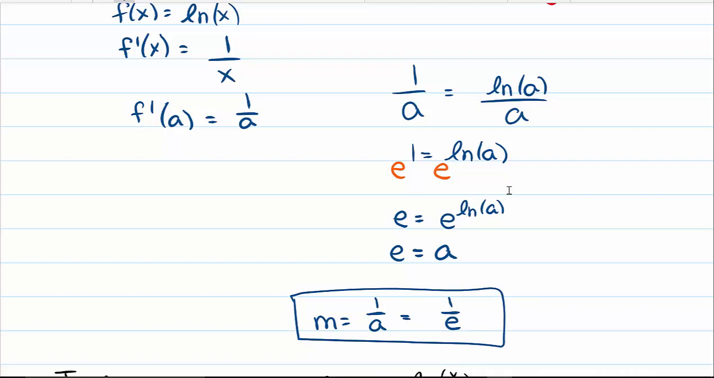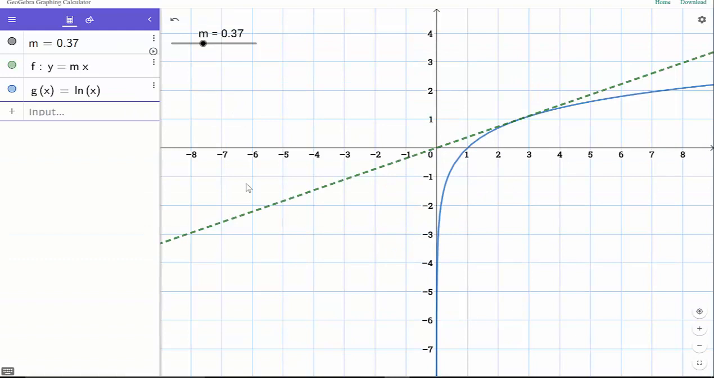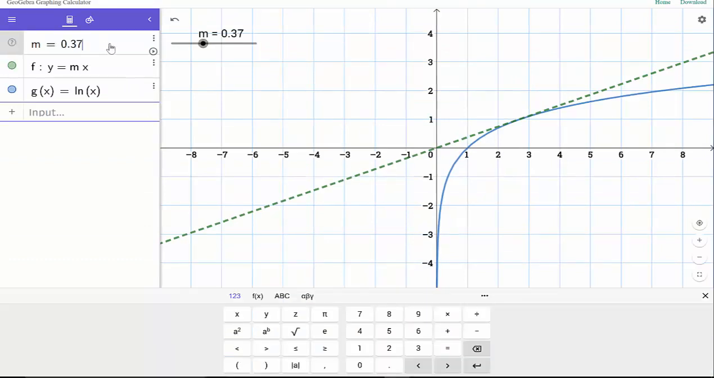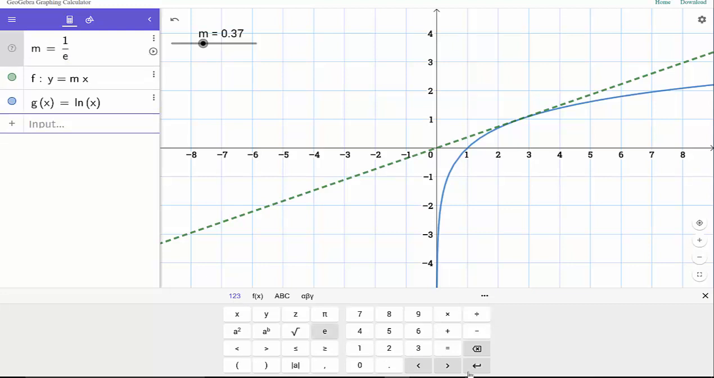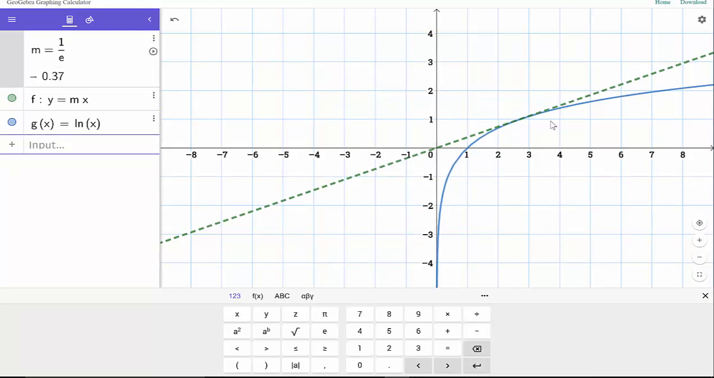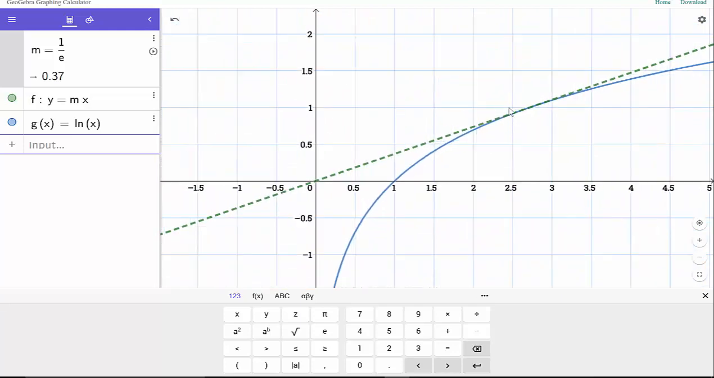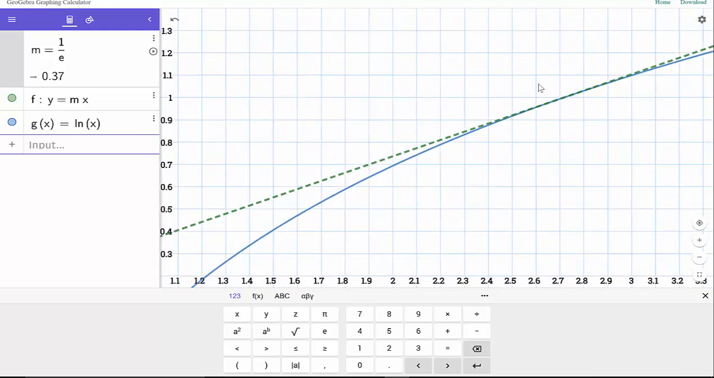Okay, and let's check that graphically to make sure it checks out. So we go back to our graph, and right in here, I'm going to go ahead and type in 1 over 1 divided by e, hit enter, and look, it intersects right there, okay, at one place. So if I zoom in, I can see it intersects right about here.